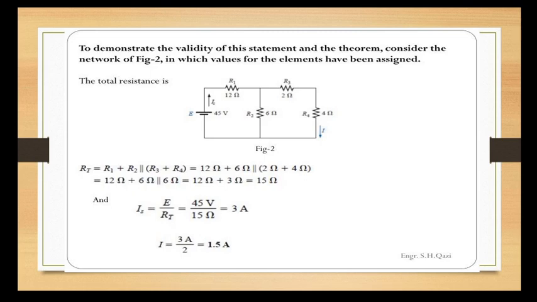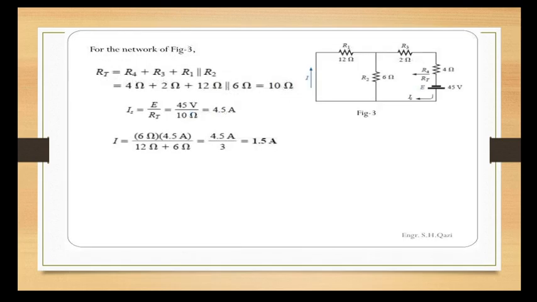Now what are we doing? We are checking for the reciprocity theorem, isn't it? So we are interchanging this E and I and again checking whether the current is 1.5 ampere or not. In the second figure you can see that the source of EMF is moved to this portion and the current I is moved to here.